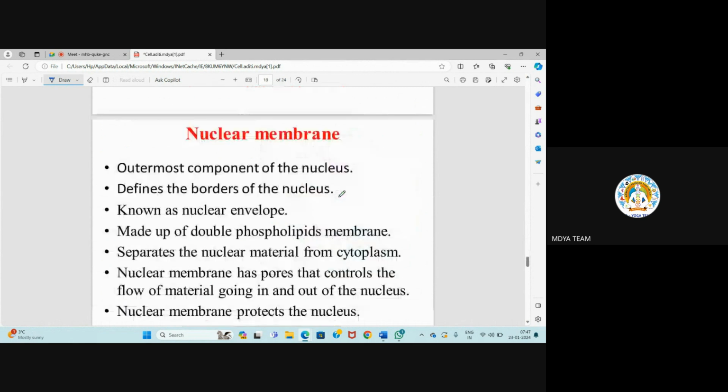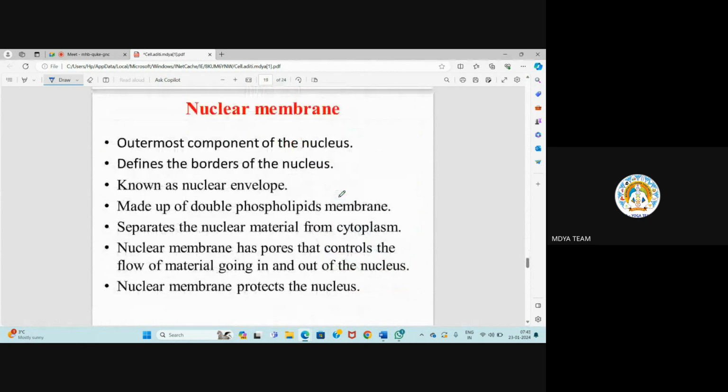Now, go for one by one in detail. Nuclear membrane. So, the outermost component of nucleus is nuclear membrane. And it defines the borders of nucleus. Obviously, if it is the outermost part, then it will be the border of nucleus, known as nuclear envelope. Yes, it is covered, means nucleus is covered by nuclear membrane. So obviously it will be known as nuclear envelope.